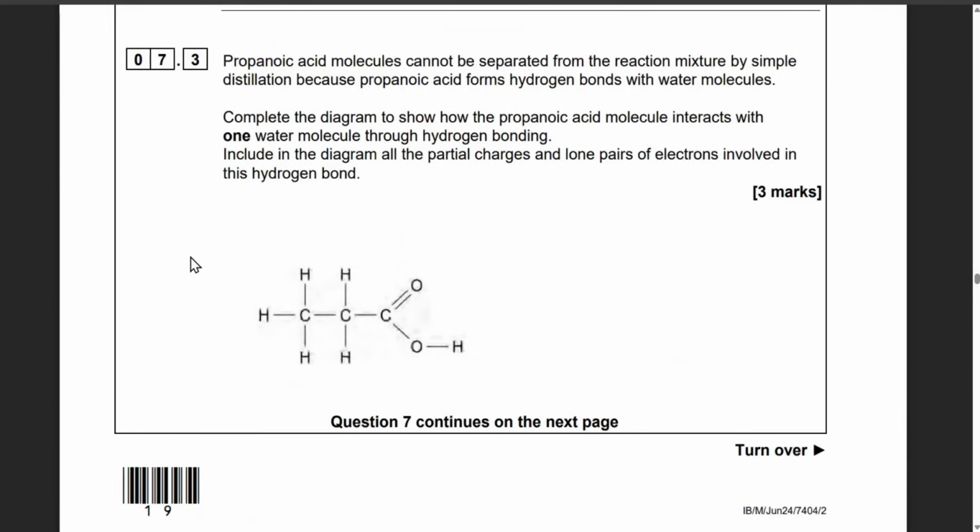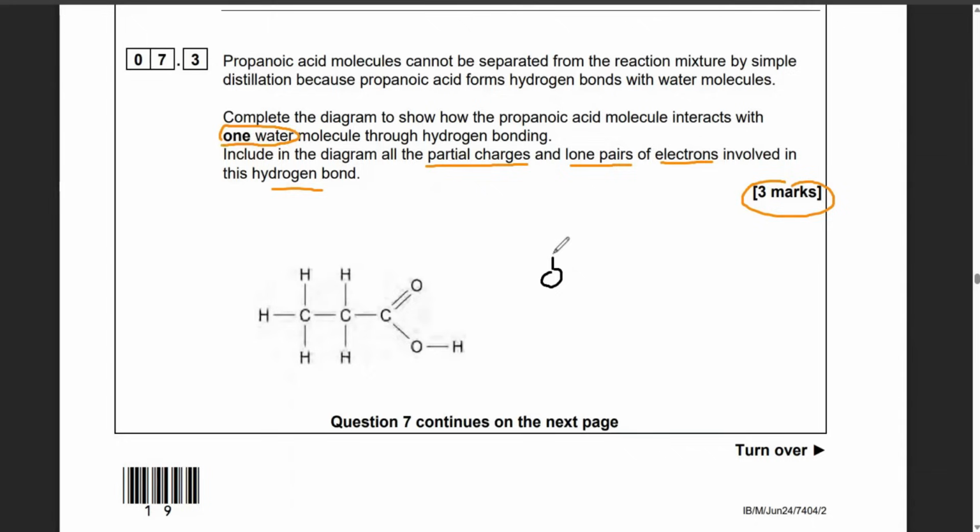Now let's look at 7.3. Propanoic acid molecules cannot be separated from the reaction mixture by simple distillation because propanoic acid forms hydrogen bonds with water molecules. Complete the diagram to show how the propanoic acid molecule interacts with one water molecule through hydrogen bonding. Make sure you include in the diagram all the partial charges and lone pairs of electrons involved in this hydrogen bond, and this is worth 3 marks. So essentially we're getting a mark for showing the partial charges, a mark for the lone pairs, and a mark for the water molecule. And they just want one water molecule.